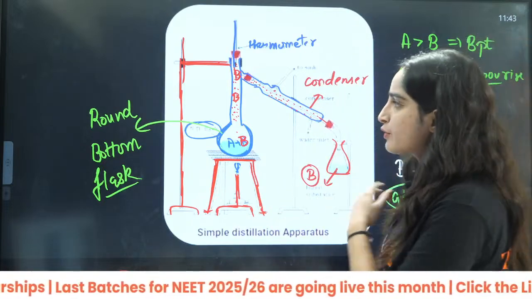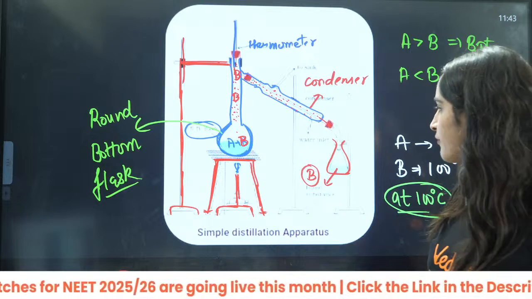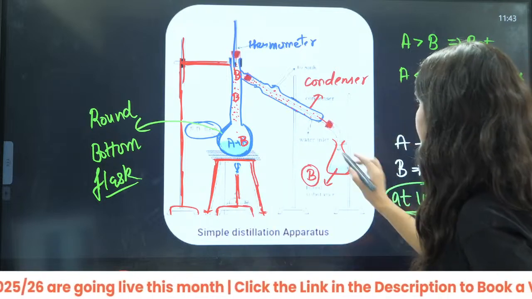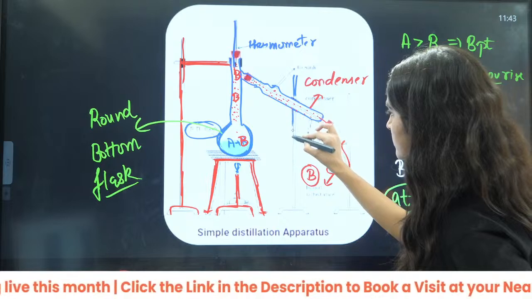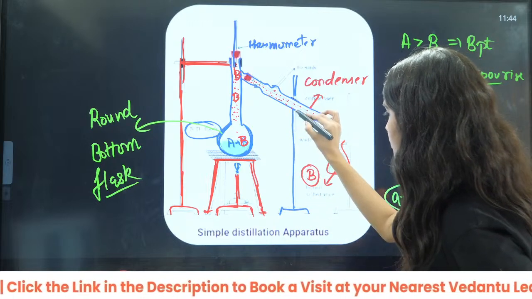But tell me, is that clear to everybody? Is that clear to everybody what we have done? Tell me, beta, I am drawing this.